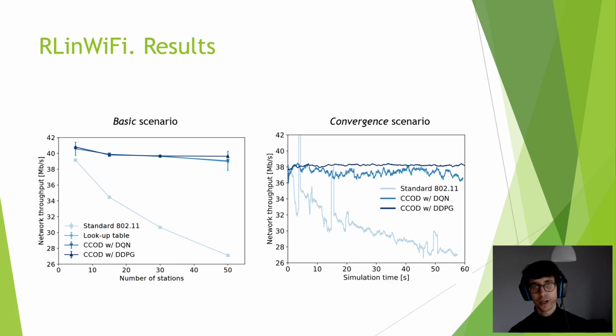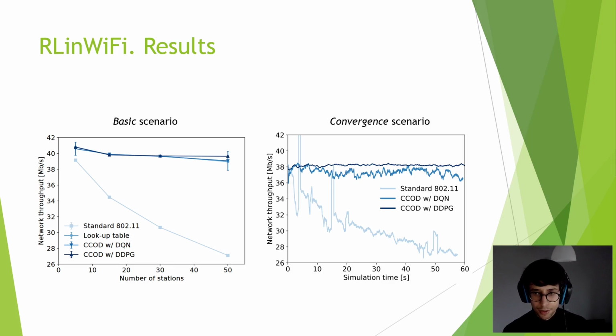And for the basic scenario, the results are quite nice. For 50 stations, the C-Code was able to outperform the standard approach by nearly 50%. The DDPG agent, which is not constrained by the power of 2, was also better than the optimal discrete choices.